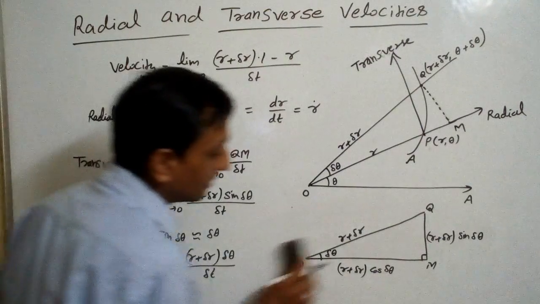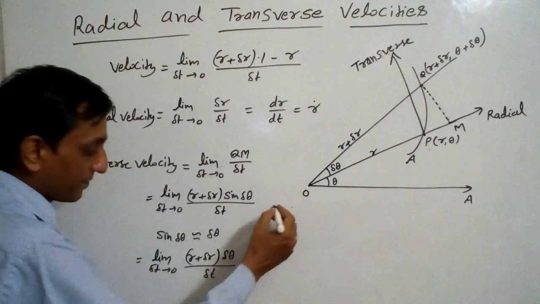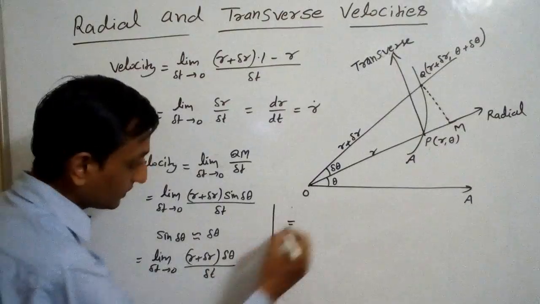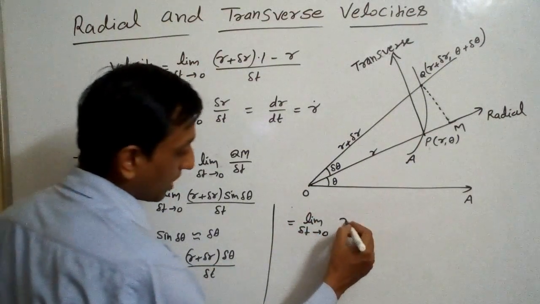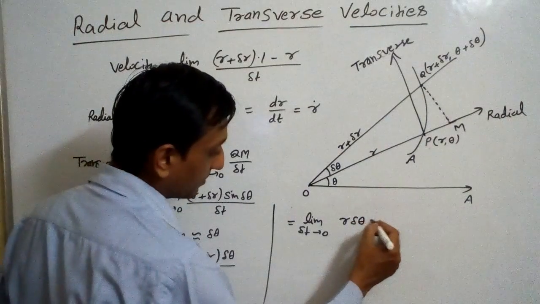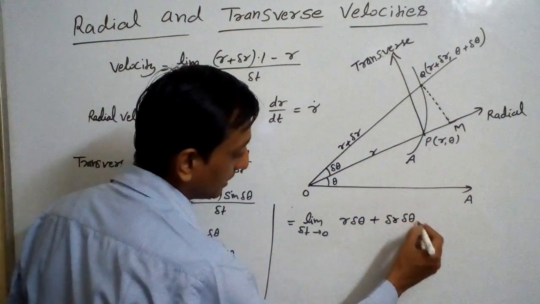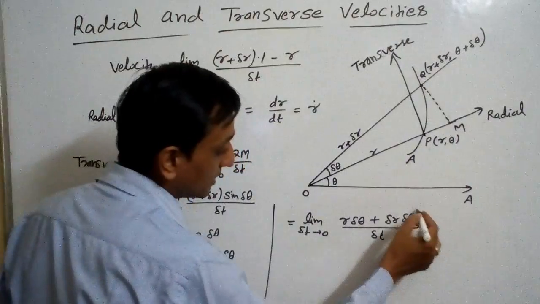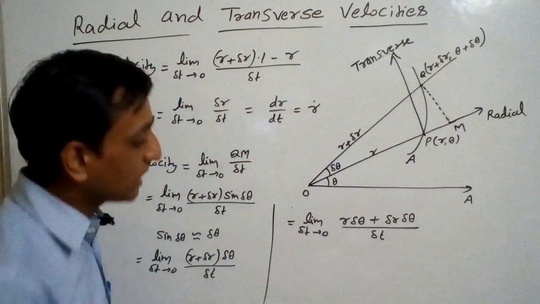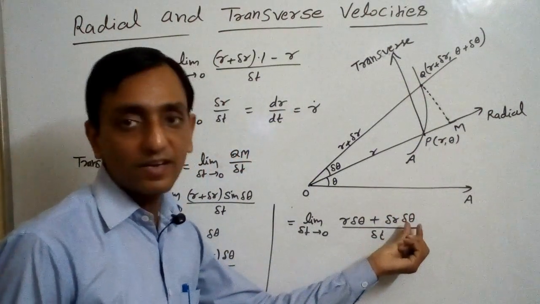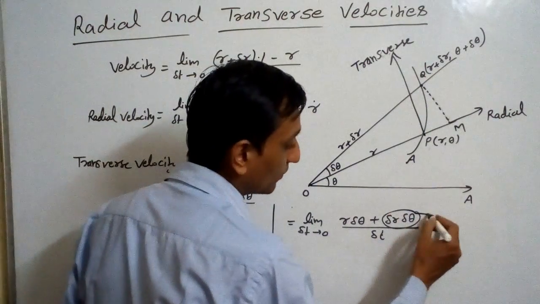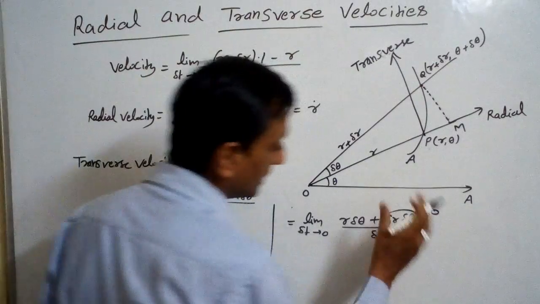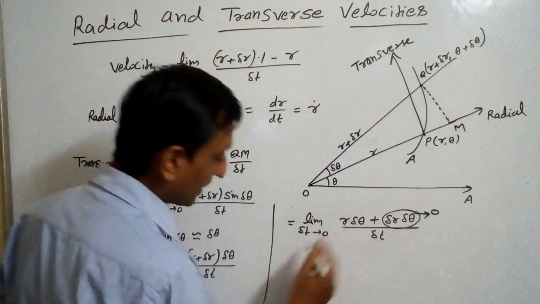And this can be written as limit delta t tends to 0, r delta theta plus delta r delta theta over delta t. This is a very small quantity because delta r is small and delta theta is also a very small quantity. So this can be neglected, or we can suppose this is 0. This is a very negligible quantity, so we can neglect this.